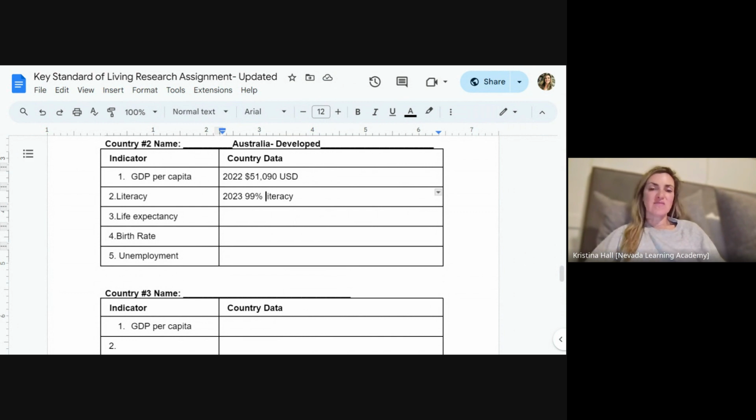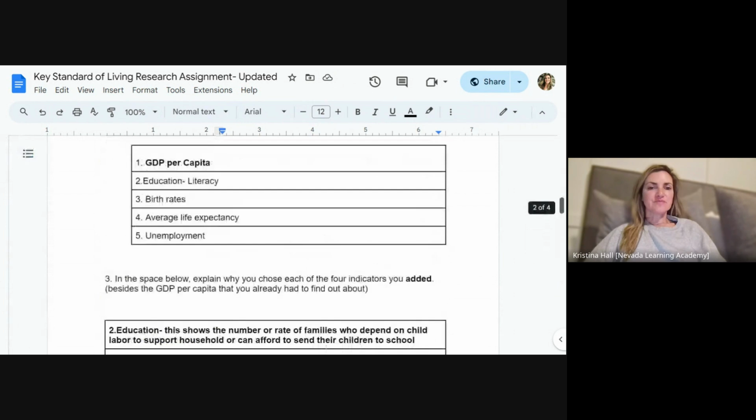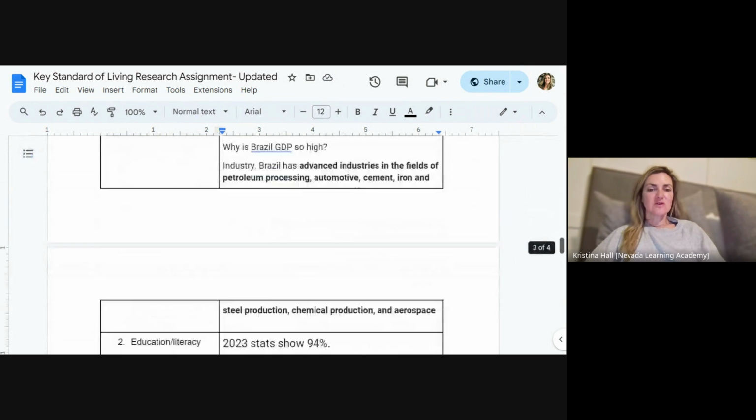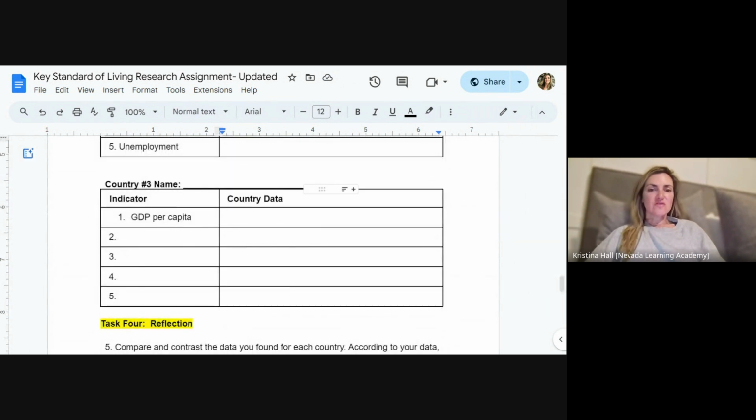And then you're going to do the same thing for your underdeveloped country. Okay. So you would take that third one listed here, whatever you chose. It doesn't have to be Cambodia, whatever you chose, less developed. You're going to list it on your chart. Again, those indicators again, and then research them. Make sure that you have a year for each one. So go ahead and pause this, give yourself some time to work on that.